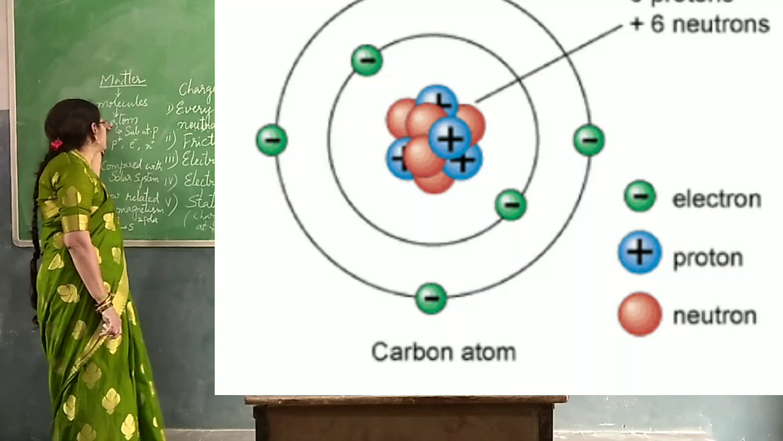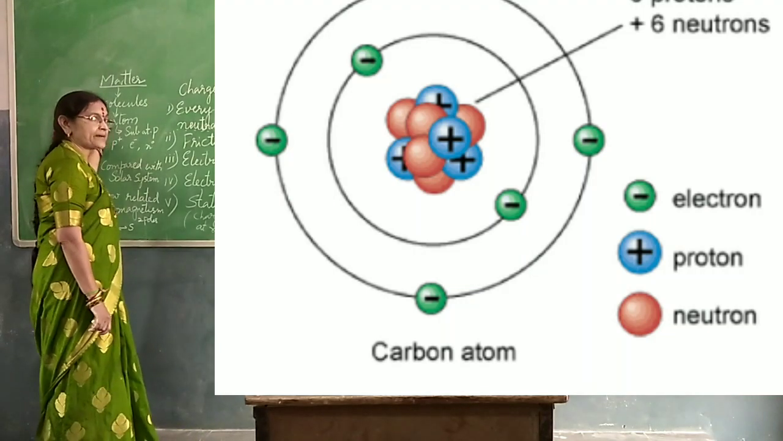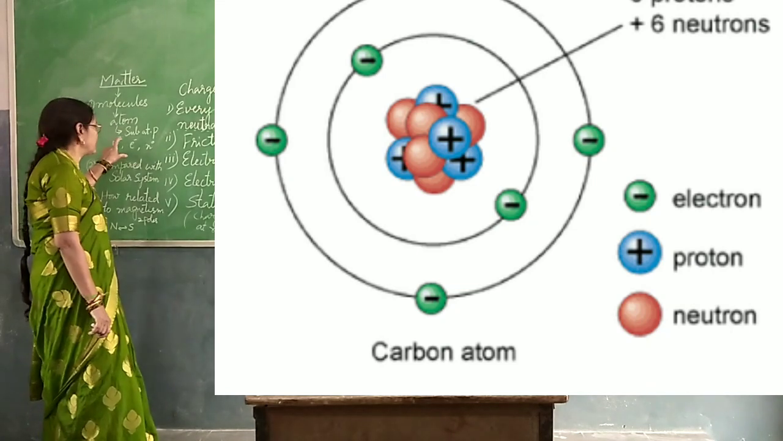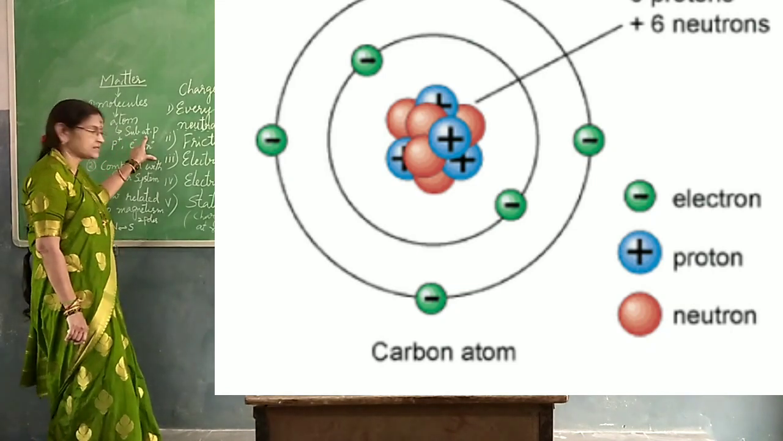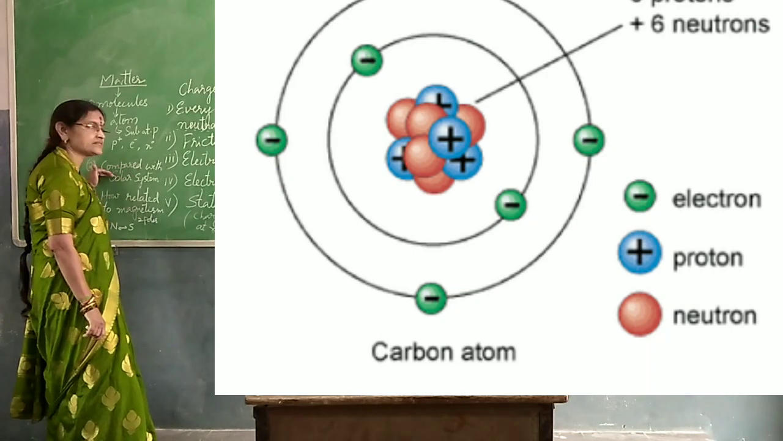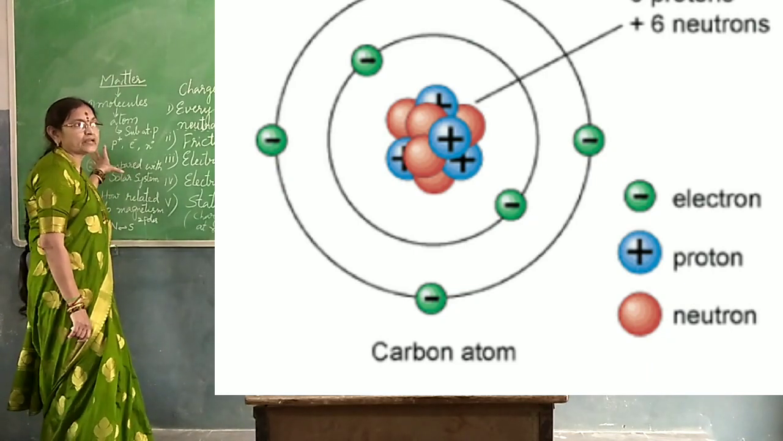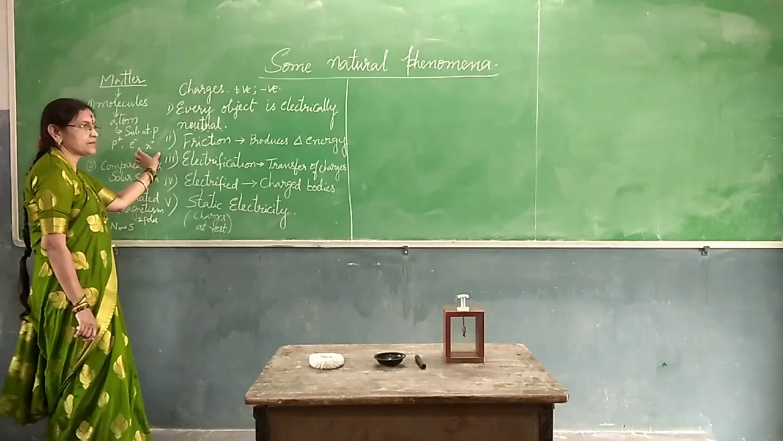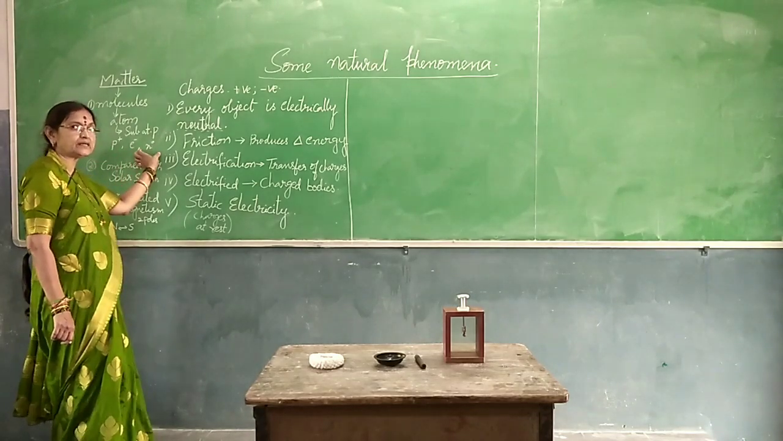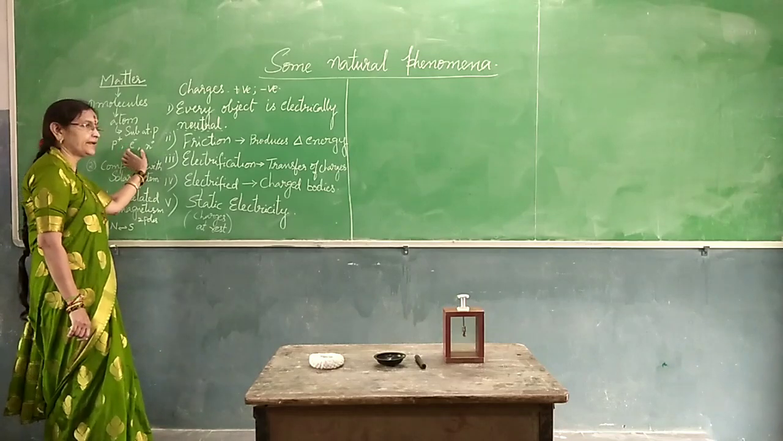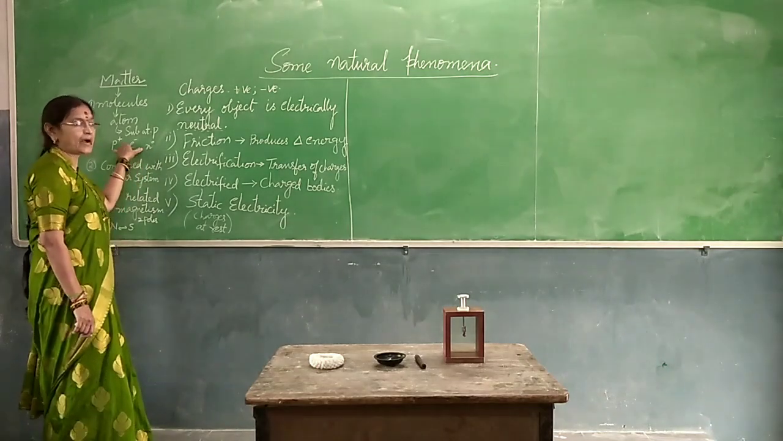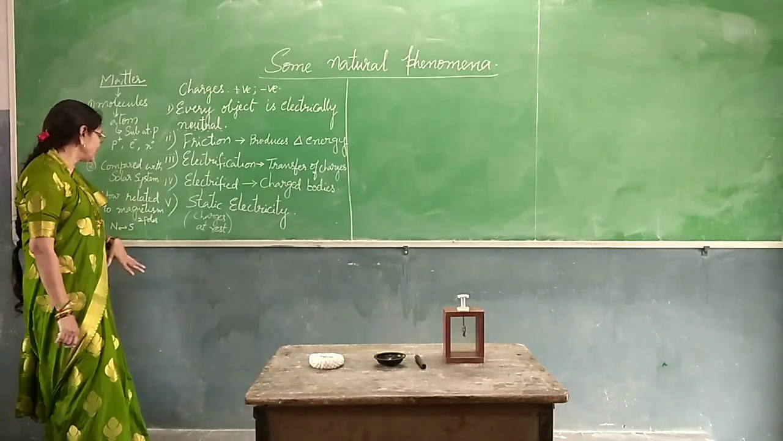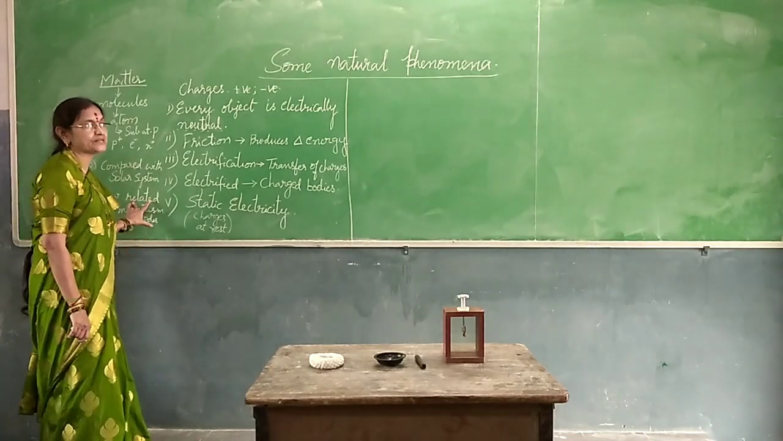Now in the subatomic particles, the three particles are: positively charged particles are protons, negatively charged are electrons, and neutral particles are neutrons. Then we compared the atomic structure, how the protons and neutrons are placed in the nucleus at the center, and the electrons revolve around it like the solar system. Then how this is related to magnetism.